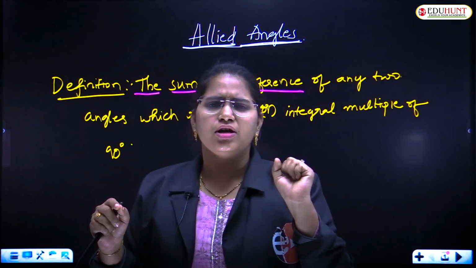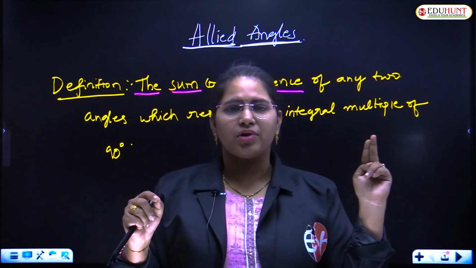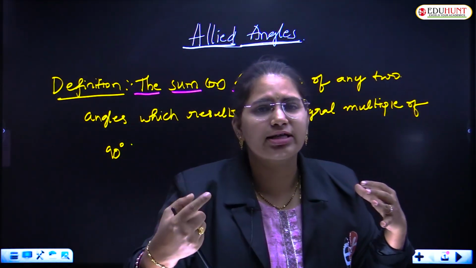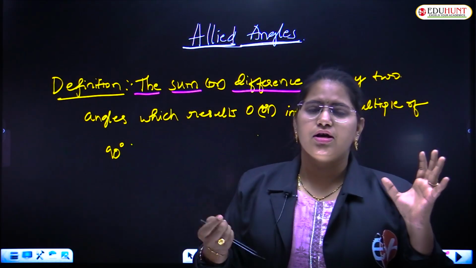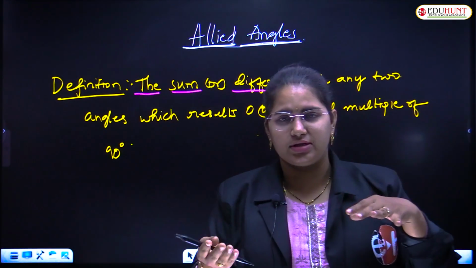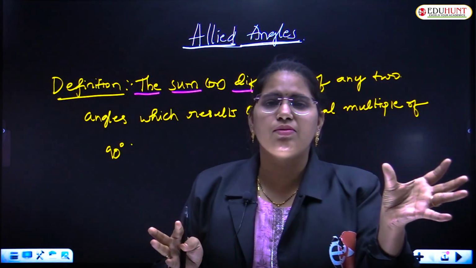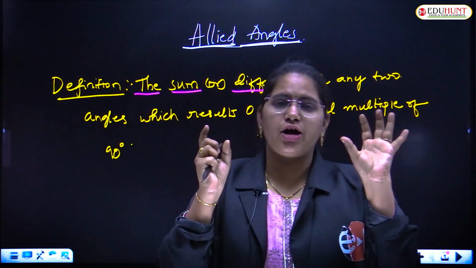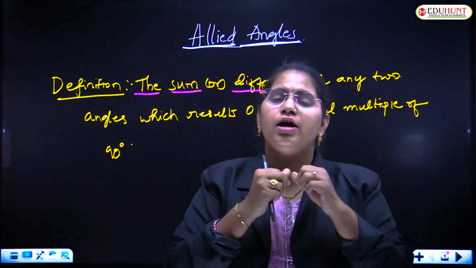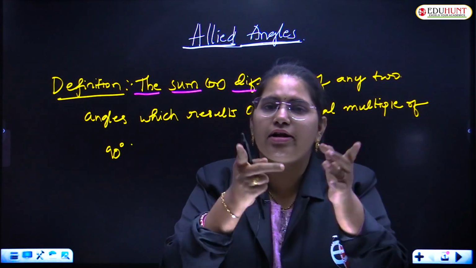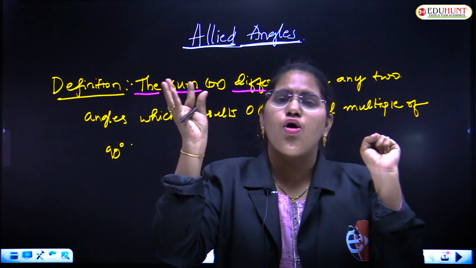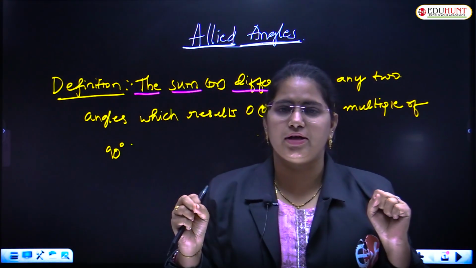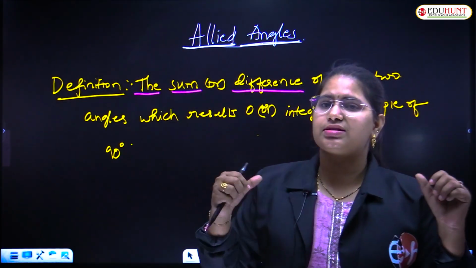Now you should get a doubt: in what way will allied angles be, how can we express allied angles? So I told you, sum or difference. You can find the sum or difference of any two angles, and you need to get a result of either 0 or an integral multiple of 90. Am I correct? Yes. So let's start the session.